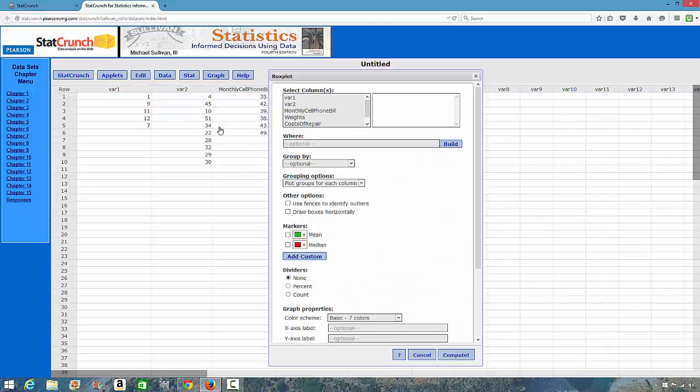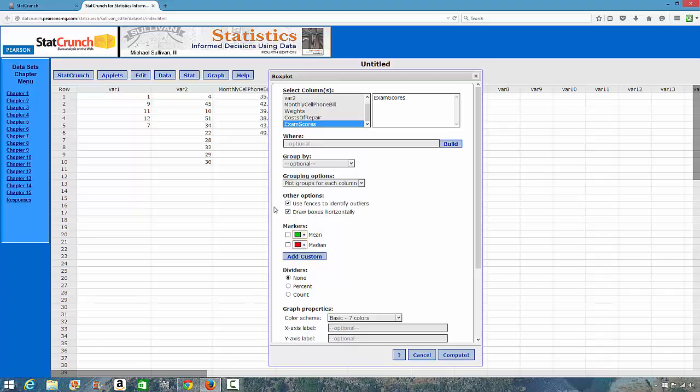So I go to graph, click on box plot, and look for exam scores here. Make sure you check this: you want to use fences to identify outliers. You must not have an outlier, but in case you do, you want to use the fences to determine them. And then you want to draw the boxes horizontally. You have to check this.